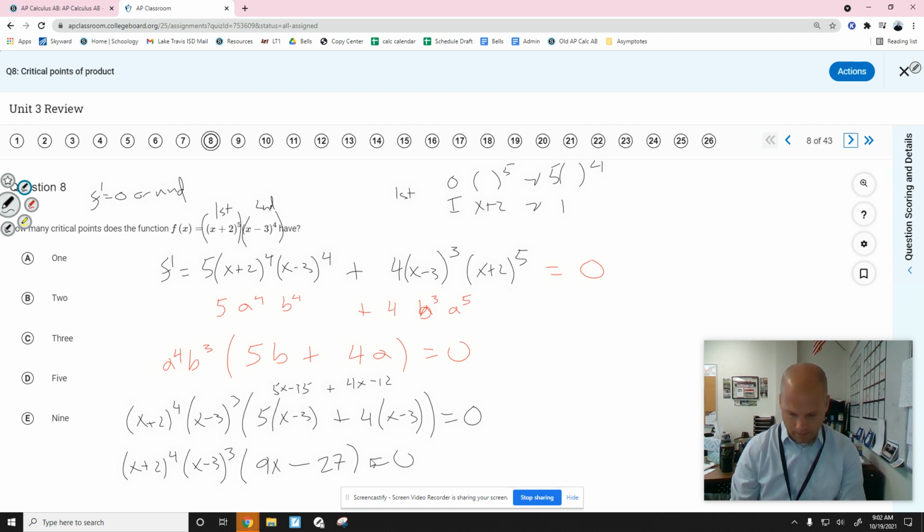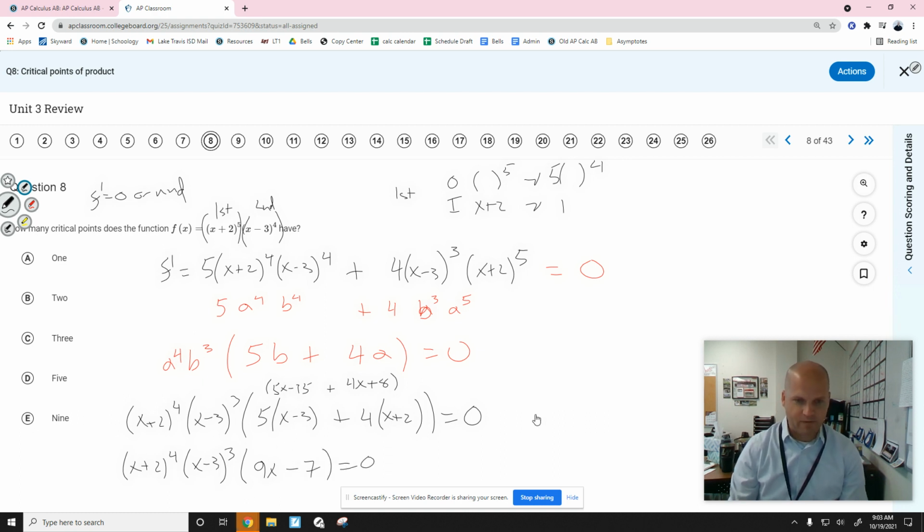Wait. I messed up. B is x minus 3. A is x plus 2. I thought that looked right. I thought that looked wrong. So 4 times x plus 2 is 4x plus 8. Simplify that. It's 9x minus 7.